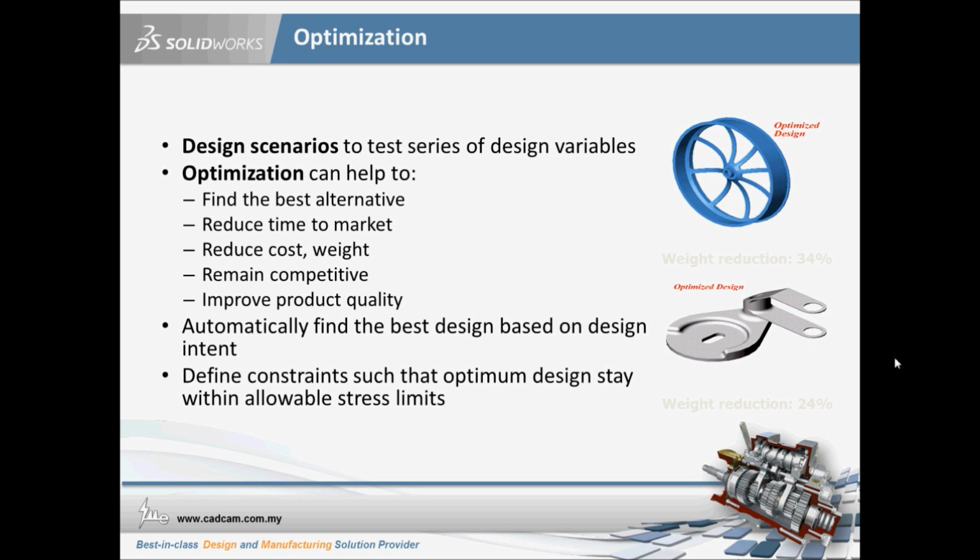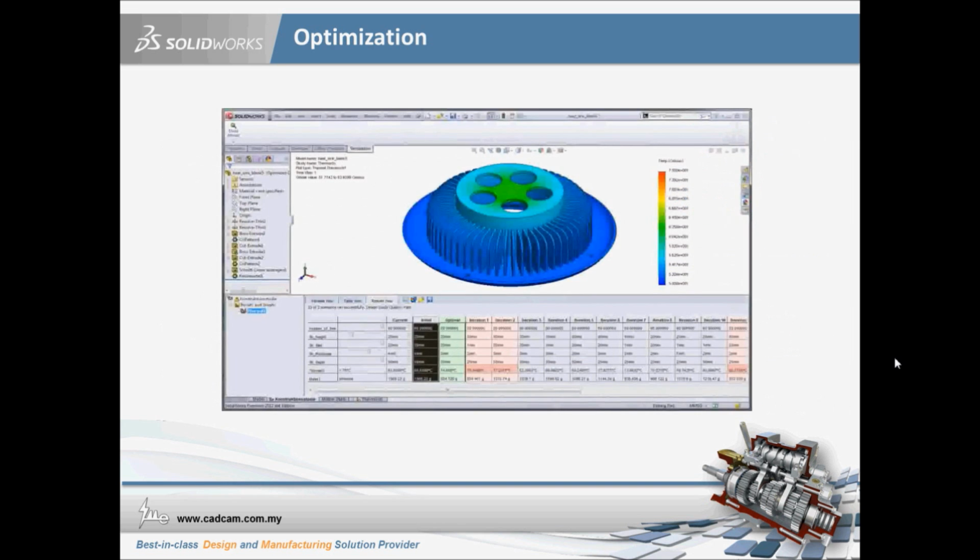For example, to find the best alternative, let's say we want to reduce time to market, or you want to reduce the cost or weight. This product can calculate and change dimension variables according to our setting. So you can see the rim, the weight reduction is about 34%. And for another, we call it the knuckle design, it reduced the weight by 24%.